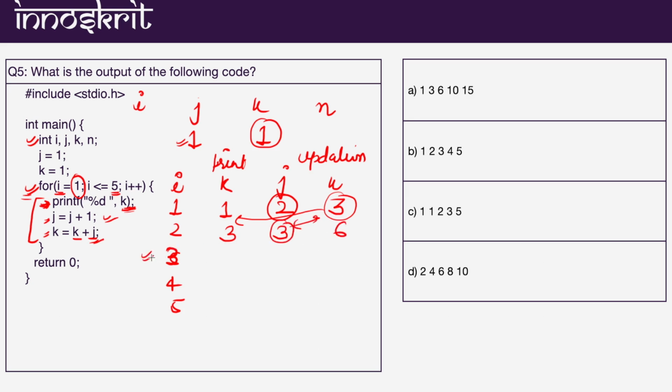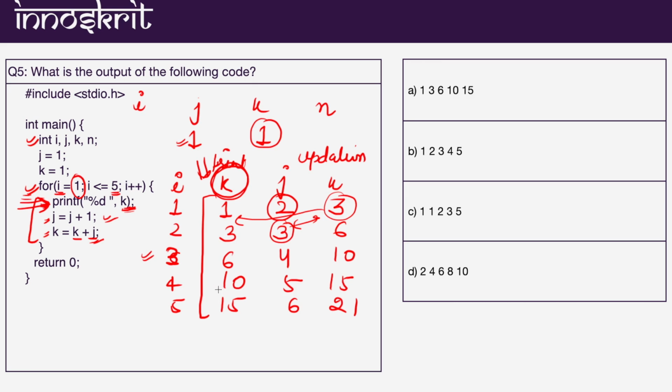When i becomes 3, again the value of k will be printed and j and k will be updated. So the table will look something like this. Now what will be the output of this code? The ones written inside the print statement. We were printing k, so this should be our answer: 1, 3, 6, 10 and 15.